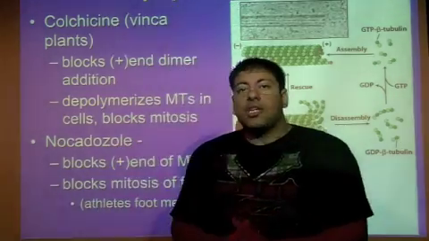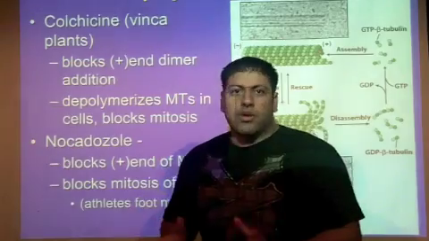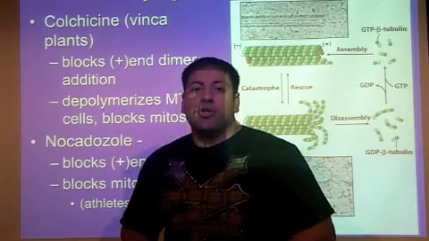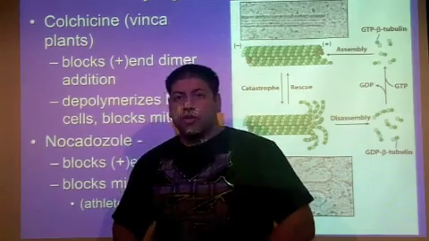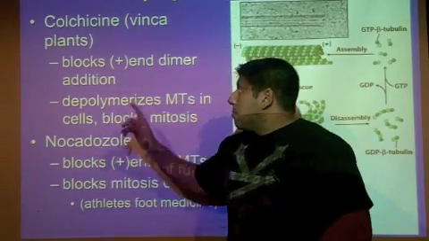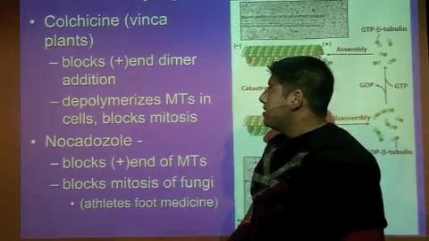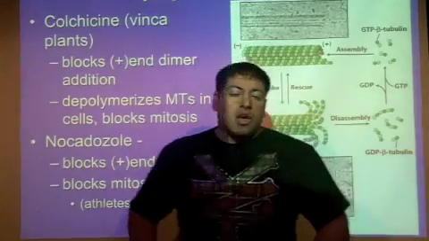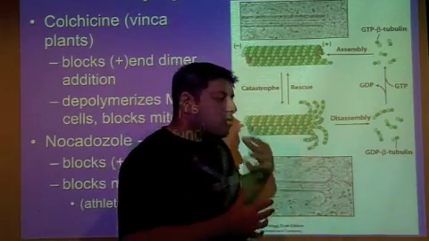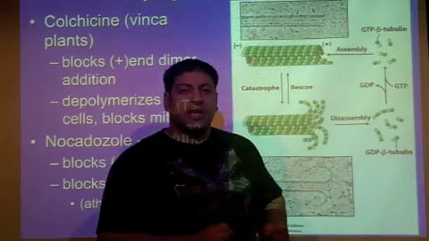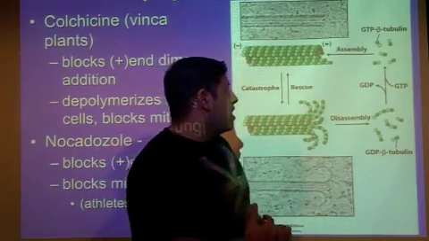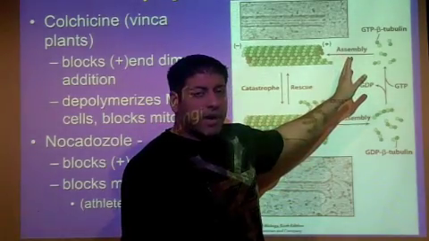So now, colchicine and nocodazole. How do they work? What are they doing in order to contribute to this breakdown? Because remember, these two drugs contribute to the depolymerization of microtubules. So colchicine, which is found in the vinca plants, blocks the plus end of the microtubule. So basically, once a microtubule is going through the assembly process, with GTP beta tubulins hooking up to the plus end of a microtubule, the colchicine, when it enters the cell, will basically cap the plus end of the microtubule.